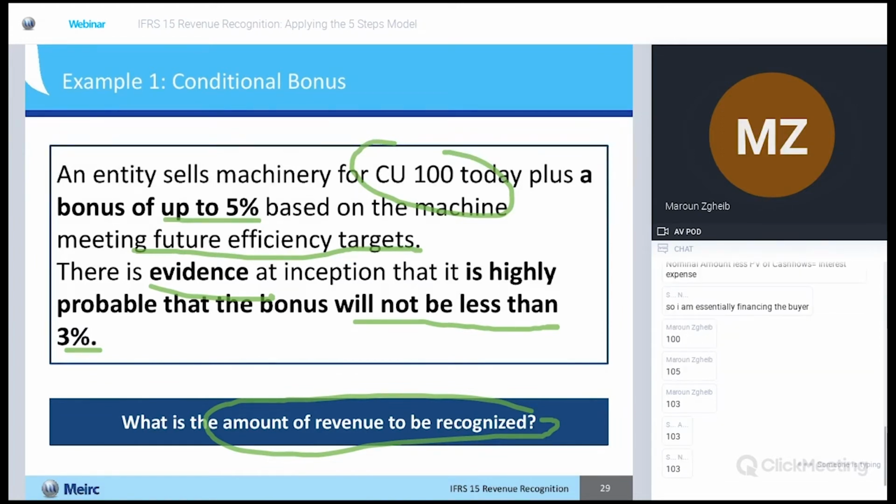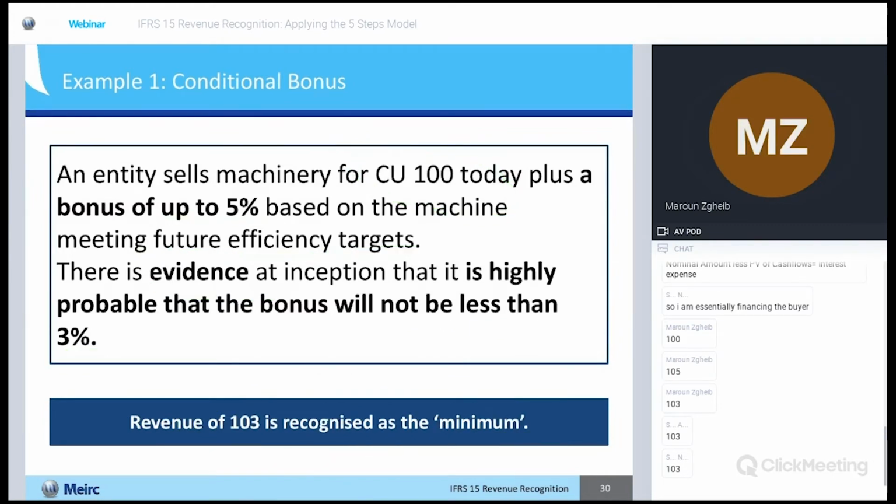So the company would either recognize 100. That's right, Sharif. That's right, Steve. The right answer is 103. Why? Because the 3% is the amount that would not reverse. It is the minimum amount that is highly unlikely to be reversed. I'm going to give you another example now. An entity sells a machine. So this is the answer. Revenue of 103 is recognized as the minimum.